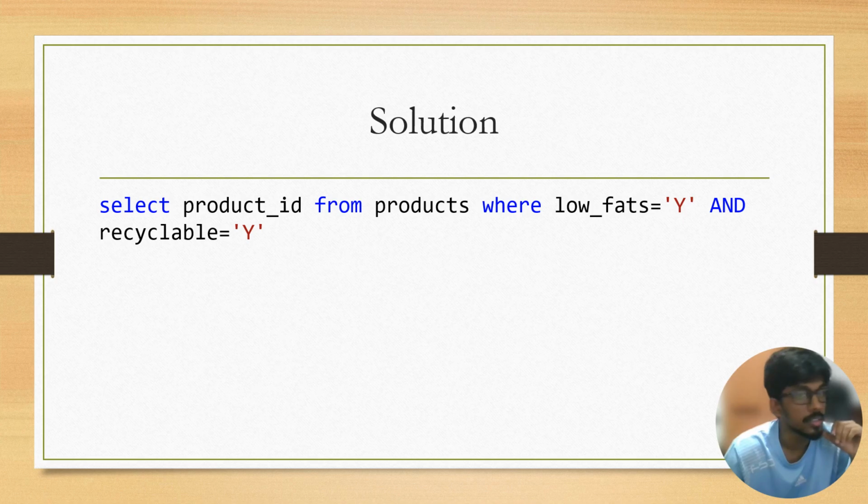So this is the solution that I wrote. First we are going to select the product ID from the columns, and we are going to select this column from the table products, and we need to get these product IDs where low fat equals y and recyclable equals y. So that's the simple solution for this problem. I hope you guys understood the process.